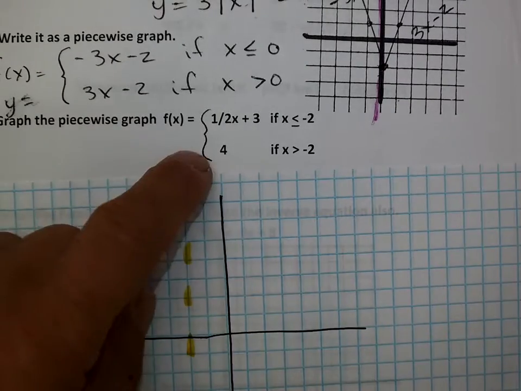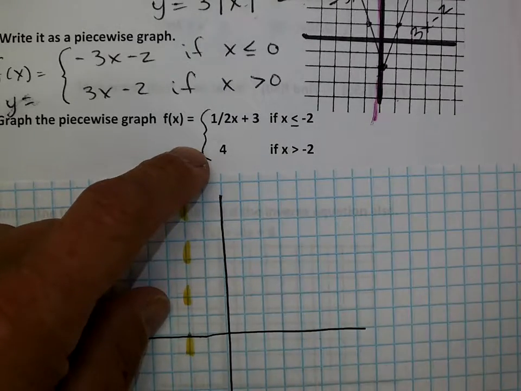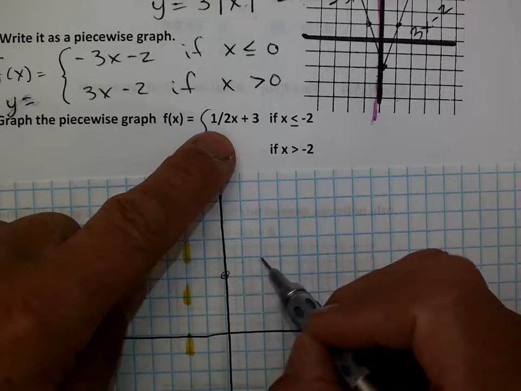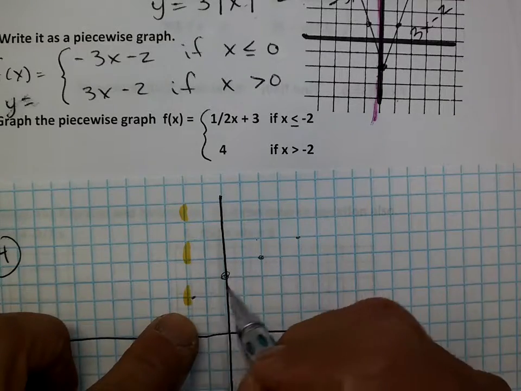So the first graph, start at +3. I'm going to go up to 1, 2, 3. Up 1, over 2, up 1, over 2, back 1, down 2.